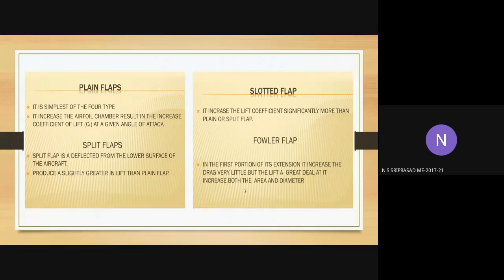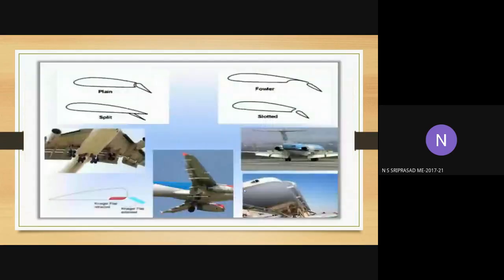Then you have the slotted flap. It increases the lift coefficient significantly more than the plain or split flaps. Split flap is a deflected one. So what happens? I will just explain it from this figure itself. Now everyone can see my screen, right? So in the first top figure, where my cursor is, imagine this is your wing. Previously you just saw one straight figure which had a pointy end towards the end, correct? Over here we have a pointy end but which can move. This particular section is called a flap.